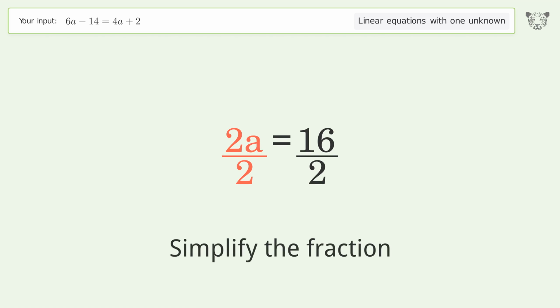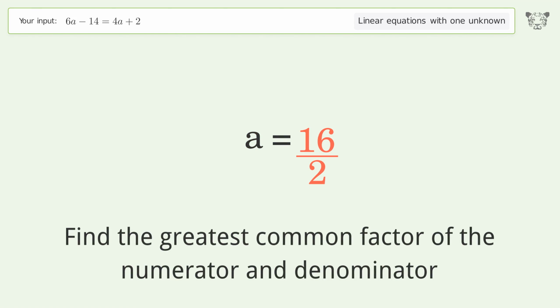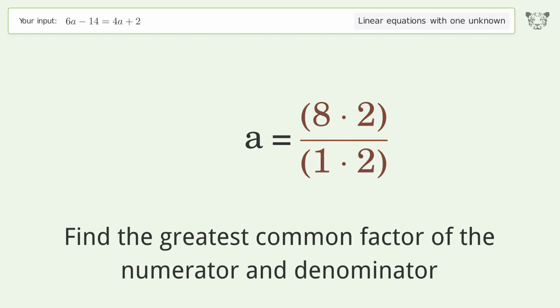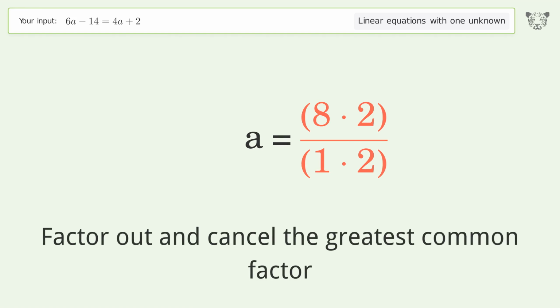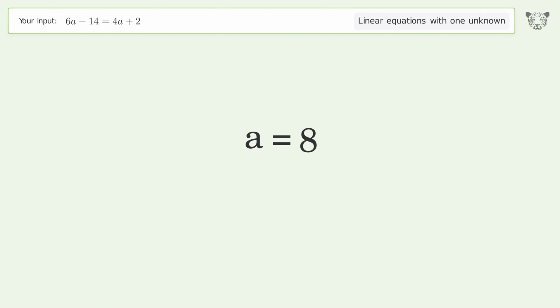Simplify the fraction. Find the greatest common factor of the numerator and denominator. Factor out and cancel the greatest common factor. And so the final result is 8 equals 8.